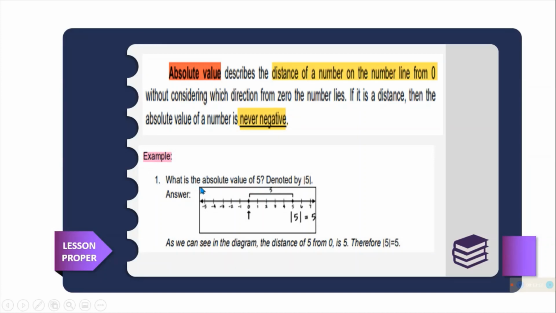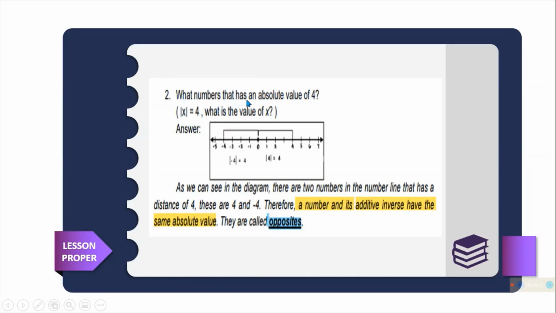Sample. What is the absolute value of 5? Denoted by yung dalawang bar at nasa gitna si positive 5. Kung bibilangin mo from 0 to positive 5, 1, 2, 3, 4, 5. So the distance is 5. So the answer for absolute value of 5 or positive 5 is positive 5.